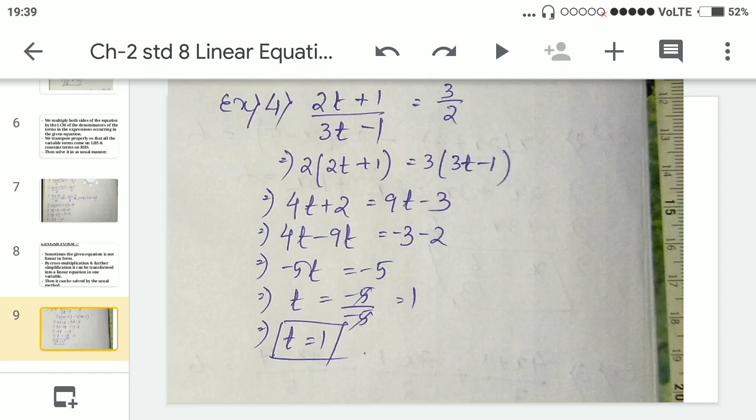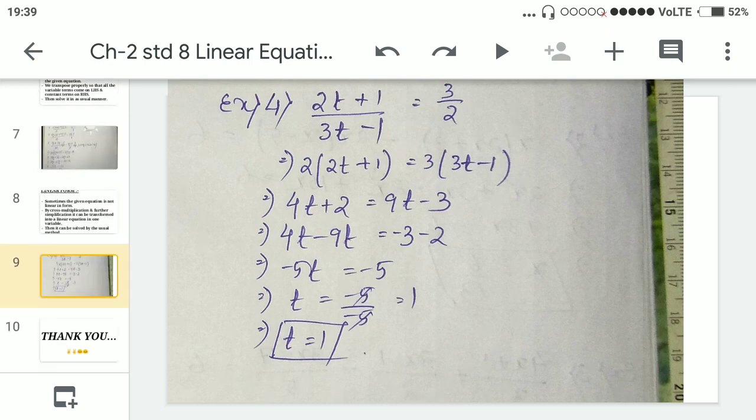So 2 into 2t means 4t, and 2 into 1 means 2, and here 3 into 3t means 9t, and 3 into minus 1 is minus 3. So 4t plus 2 equals 9t minus 3, and here the 2 is positive, so on that side it will be negative. So 4t minus 9t is minus 5t, and here it is minus 5. So t is multiplied by minus 5, so we divide by minus 5. So minus 5 by minus 5 will be 1. So the value of t is 1.